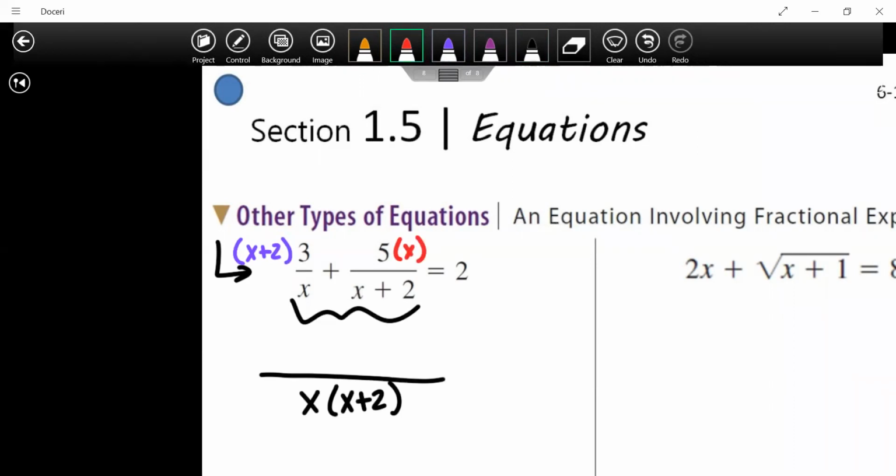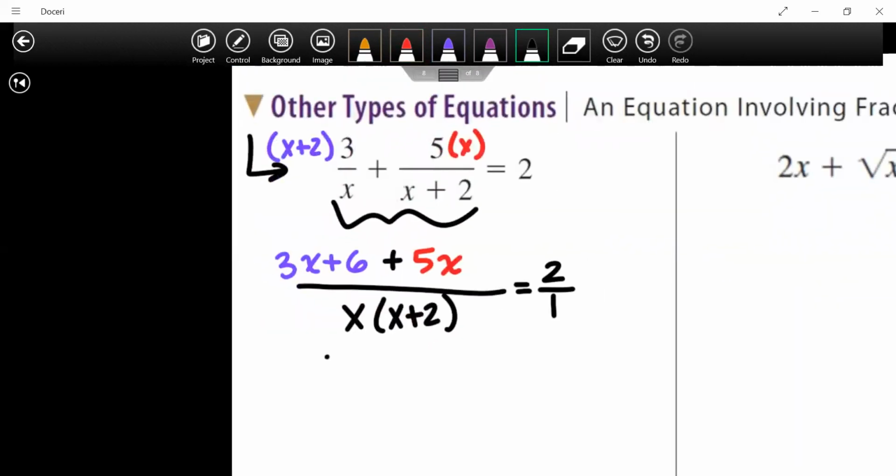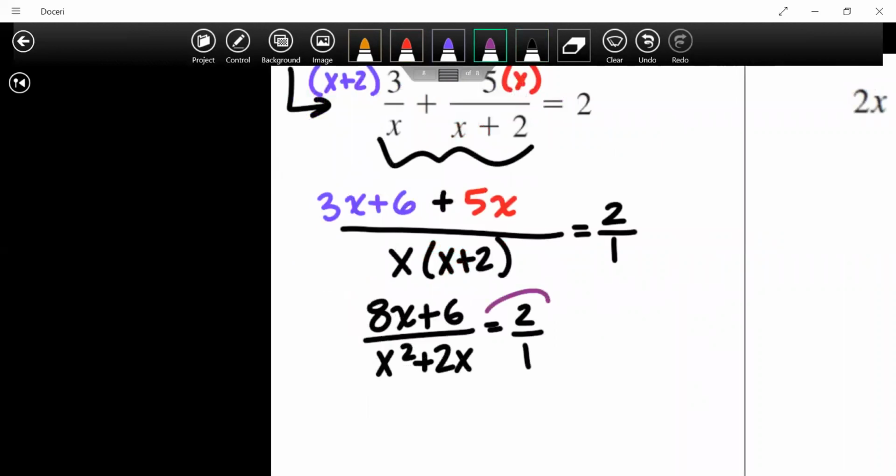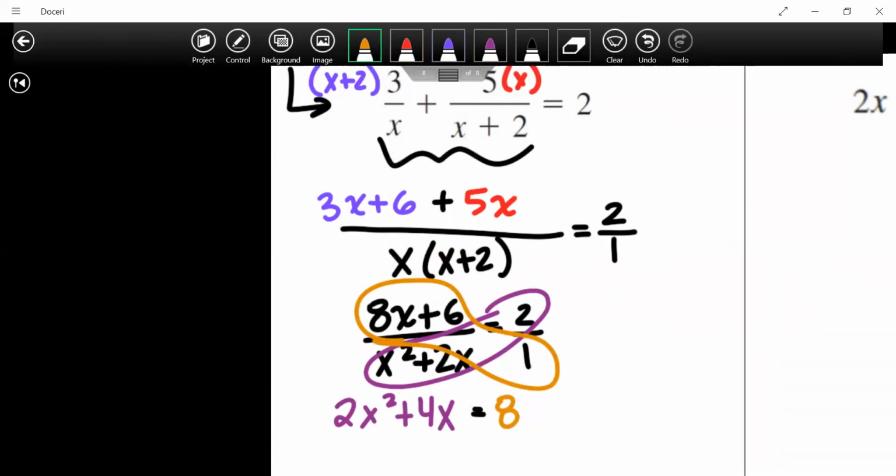If you need help, stack them and do them that way. It also comes out the same. If we use the distributive property, we're going to get 3x plus 6 plus 5x is equal to 2 over 1. I'm writing that as 2 over 1 so I can do the cross multiplication. We're going to simplify. I'm going to get 8x plus 6 over x squared plus 2x. This leads me to do cross multiplication with each of my terms. This will give me 2x squared plus 4x is equal to 8x plus 6.